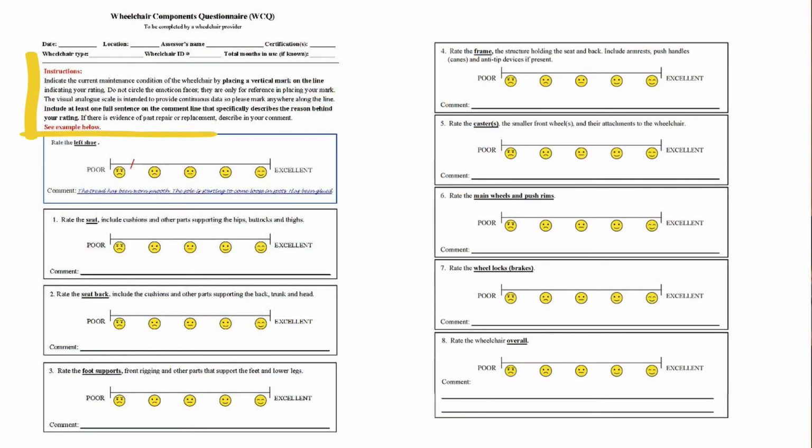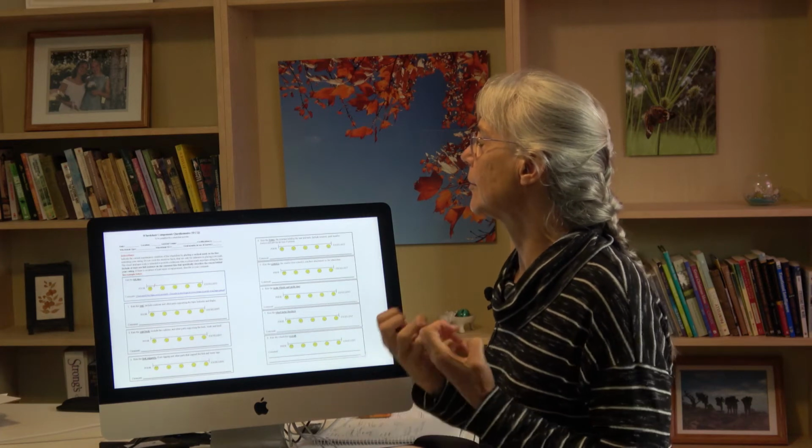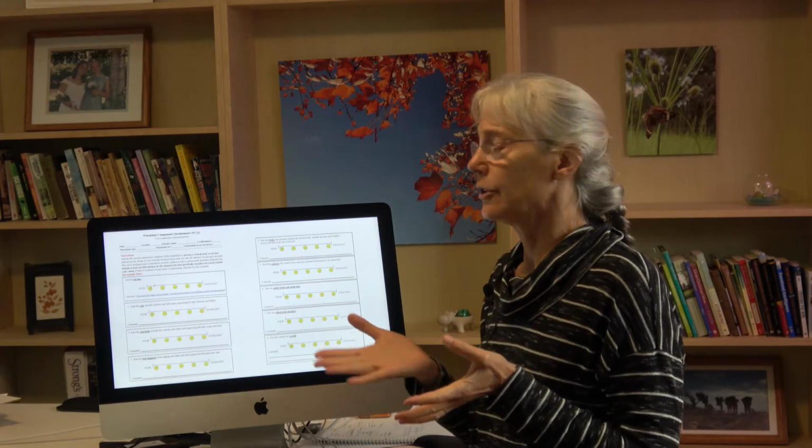Here's the instructions. Indicate the current maintenance condition of the wheelchair by placing a vertical mark on the line, indicating your rating. Do not circle the emoticon faces. They are only for reference and placing your mark. The visual analog scale is intended to provide continuous data, so please mark anywhere along the line. Include at least one full sentence on the comment line that specifically describes the reason behind your rating. If there is evidence of past repair or replacement, describe it in your comment.